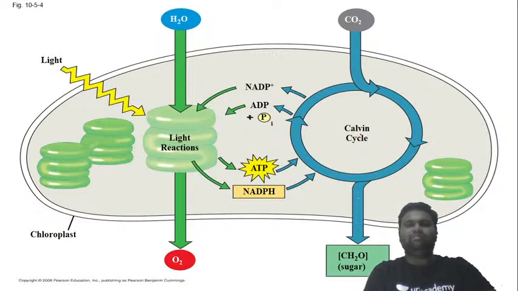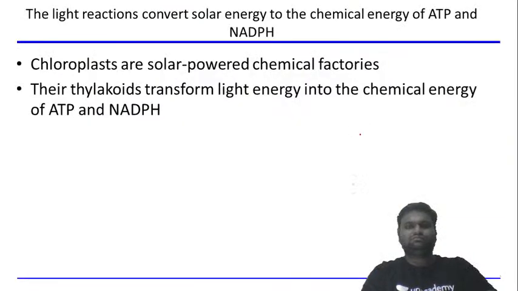And giving off NADP plus and ADP, which is used in the light reaction. So both these reactions occur simultaneously. In the light reaction, the thylakoids convert solar energy to the chemical energy of ATP and NADPH, as we have seen already.